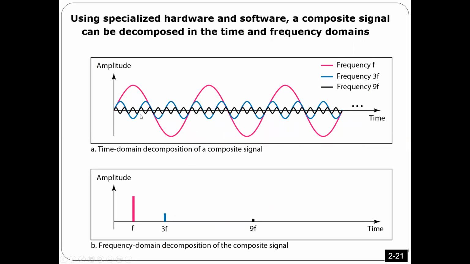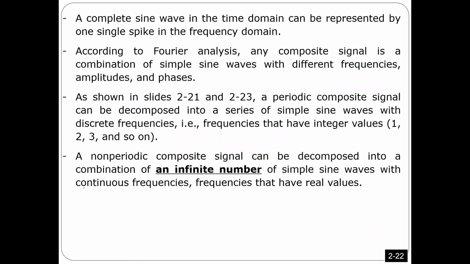So, for example, if you have a signal like this one in time domain, in frequency domain I can make it this way. The frequency of this one is f. The frequency of this one is 3f and 9f. So we can make it this way. This is the time domain. This is the frequency domain.